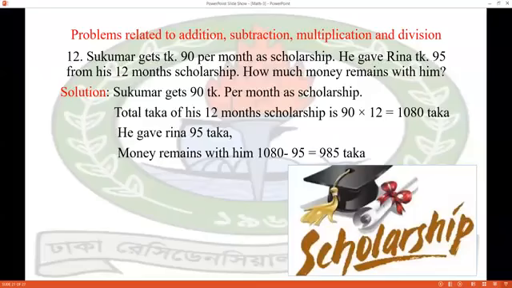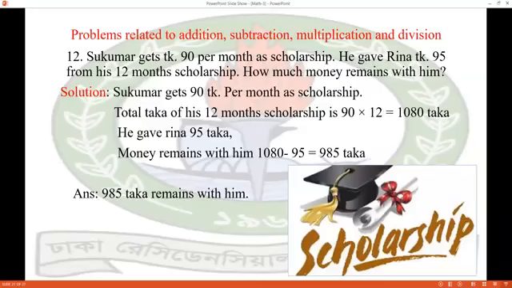So you have to find it by subtracting 95 from 1080 taka. Then we get the result 985 taka. So after giving, he remained with 985 taka. So 985 taka remain with him when he gave Rina 95 taka from his 12-month scholarship.